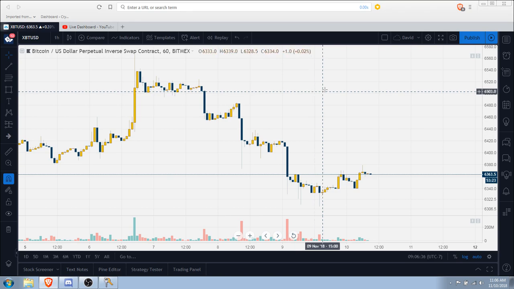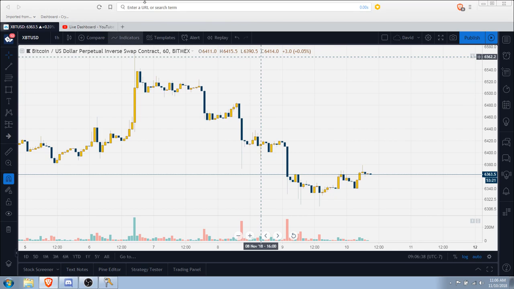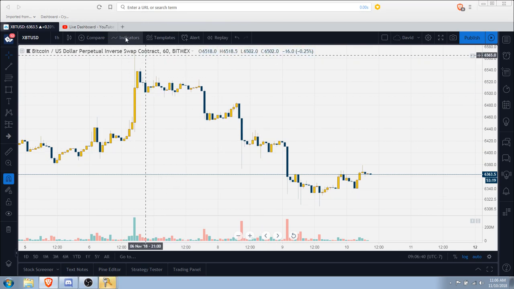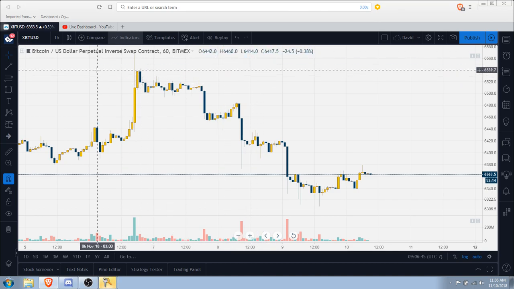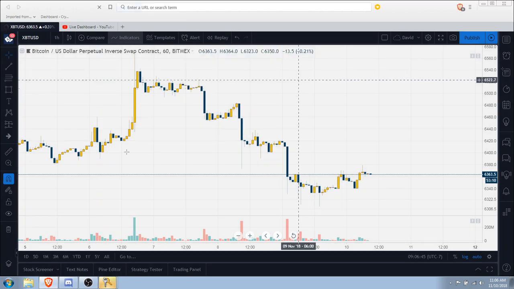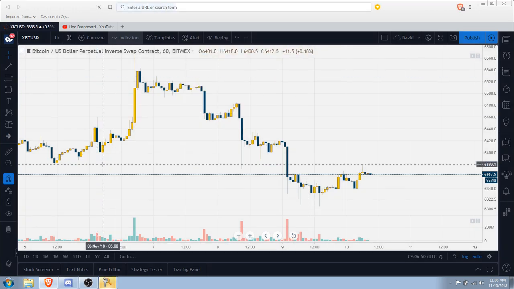There are two kinds of moving averages. So we have, my indicators button's not working. Let's try this. So there's two kinds of moving averages. There is a simple moving average, which is abbreviated to an SMA, or even just an MA. And then there is an exponential moving average, which is an EMA.